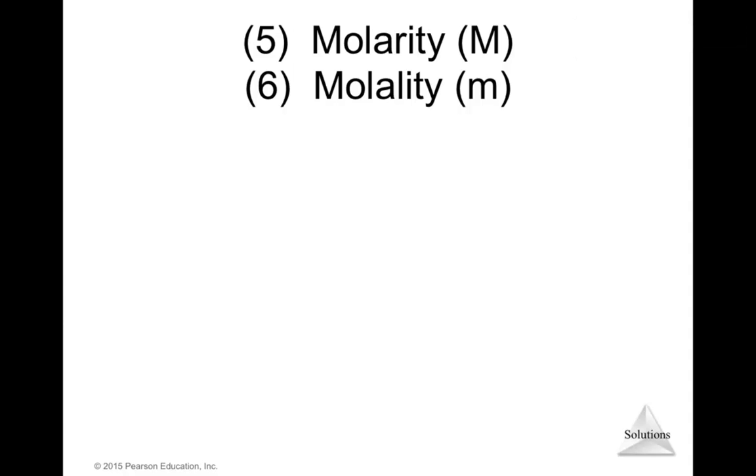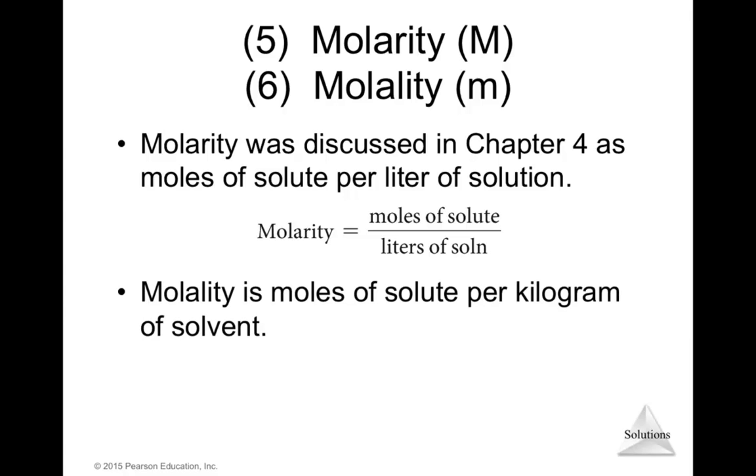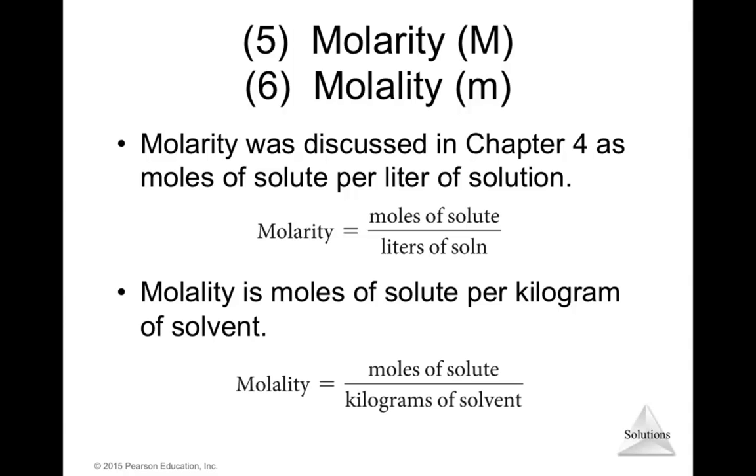The last two units of the solutions are molarity, represented by capital M, and molality, that is represented by lowercase m. Molarity was discussed in chapter 4 as moles of solid per liter of solution. So molarity is equal to the moles of the solid divided by the volume of the solution, in this case in liters. The molality is moles of the solid per kilogram of solvent. So molality is equal to the moles of the solid divided by the kilograms of the solvent.